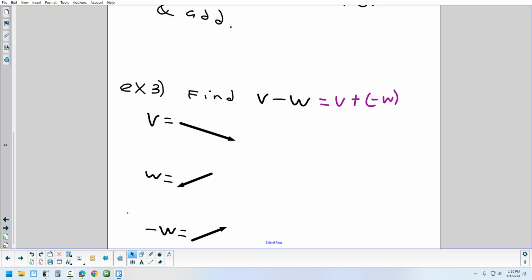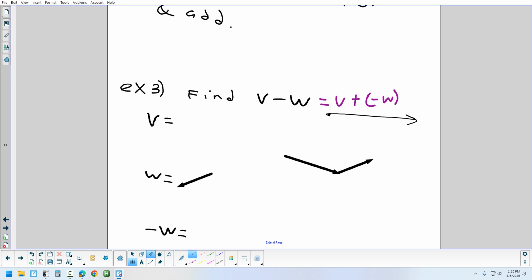Any questions why that's negative W? All right, now take V and put negative W on the end. What do I have to do now? Now you draw from the origin point to the terminal point. Yep, from the start point to the terminal point. And that arrow right there, that is V minus W. And that's your answer.